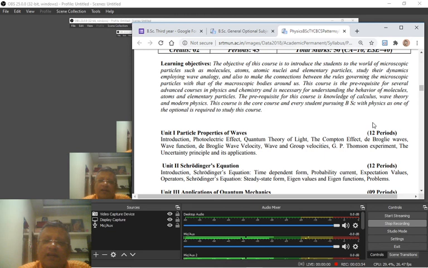In this unit we first learn the introduction, then Schrodinger's equation in time dependent form, and probability current. One can consider the flow of probability with time. Therefore, such a concept is termed as a probability current.